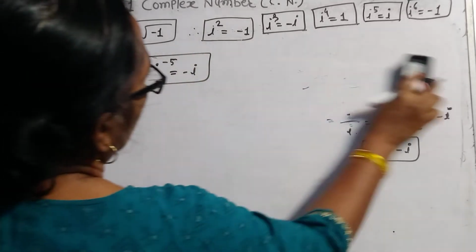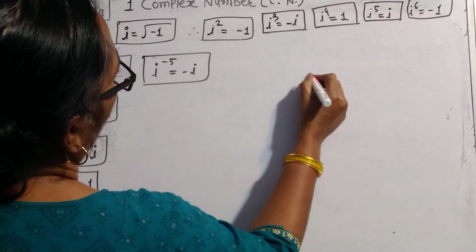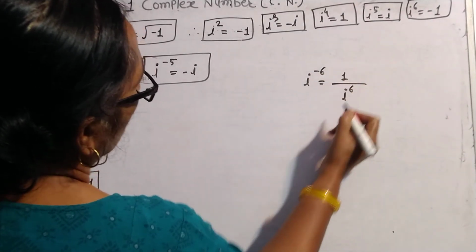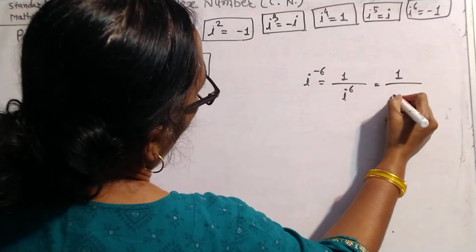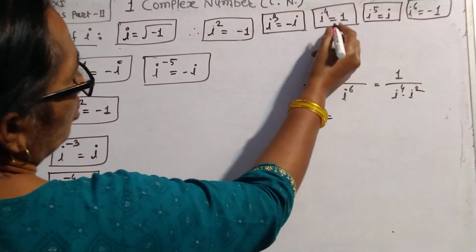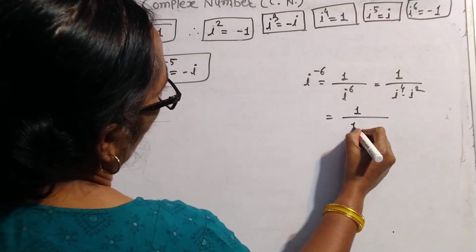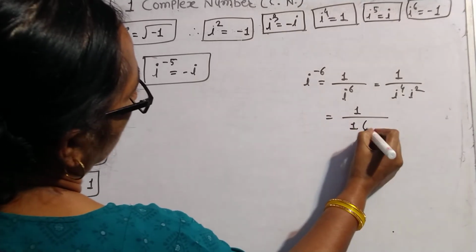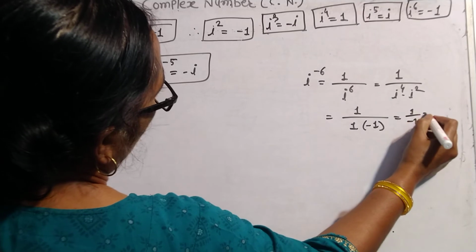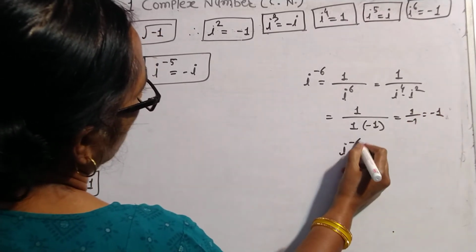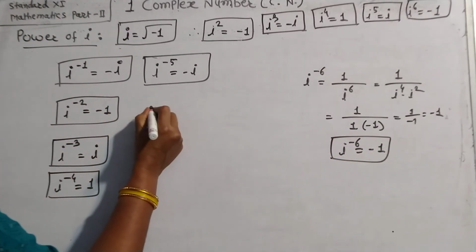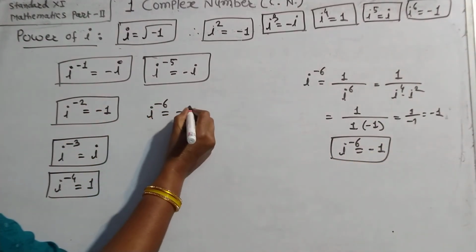Now i raised to minus 6. I raised to minus 6 means 1 divided by i raised to 6, means 1 divided by i raised to 4 into i square. I raised to 4 is 1 and i square is minus 1, so 1 divided by minus 1 means minus 1. I raised to minus 6 equal to minus 1.